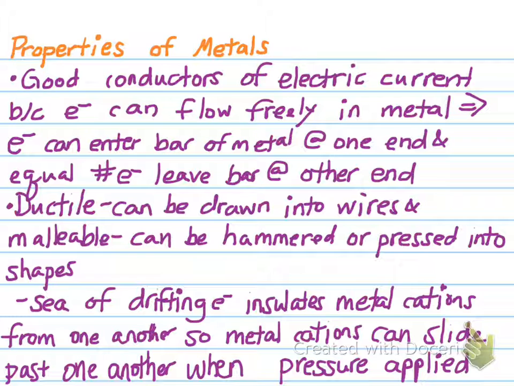And that's what's happening when you take these metals and you pull them into wires or you hammer them into shapes. Those metal cations are protected from one another because those electrons are constantly moving and they get in between those metal cations. And it allows you then to press those metal cations closer to one another without the metal breaking apart, without there being repulsions between those metal cations. So again, because of this sea of drifting electrons, that's why metals are ductile and malleable.